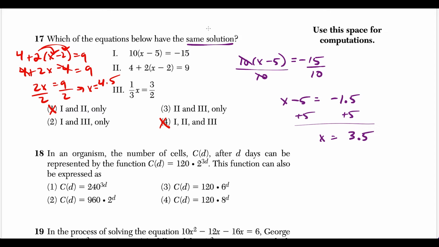So now let's go ahead and solve that last one here. And to solve this one, the 1/3 x equals 3 over 2, what we could do is multiply both sides by 3 over 1. Because when we multiply by the reciprocal of the coefficient, it cancels out to give you just 1 times x equals, and we'll have 9 over 2, which simplifies to 4.5. So this tells us here that 4.5 shows up for the third equation and for the second equation. So these two are going to be equal to each other.